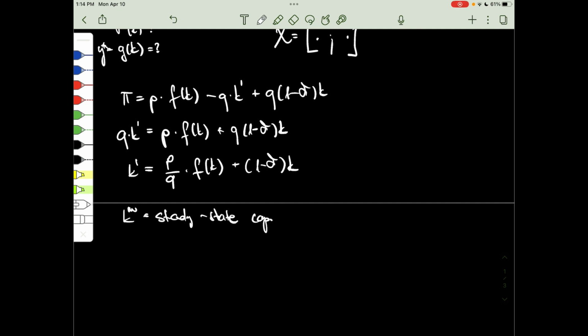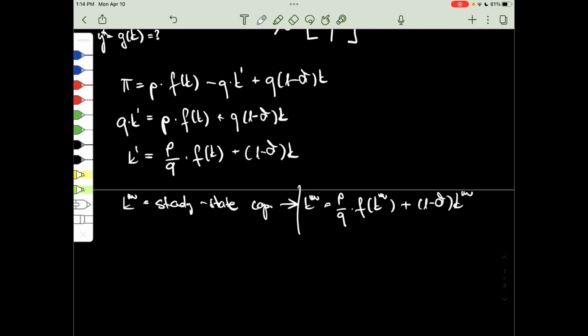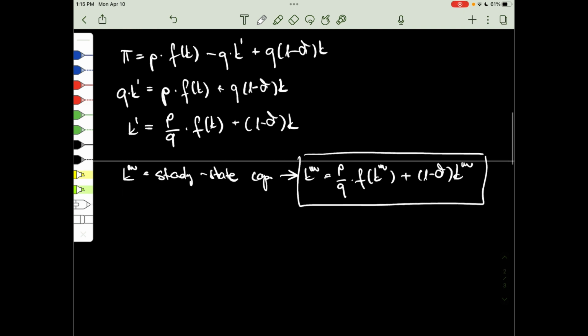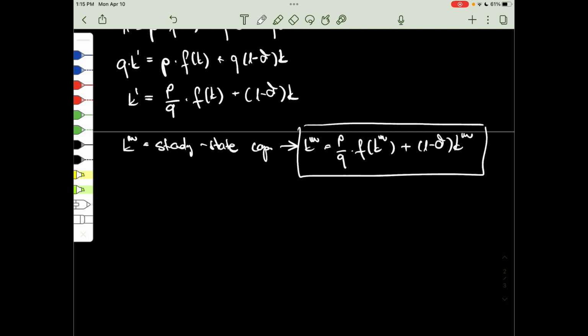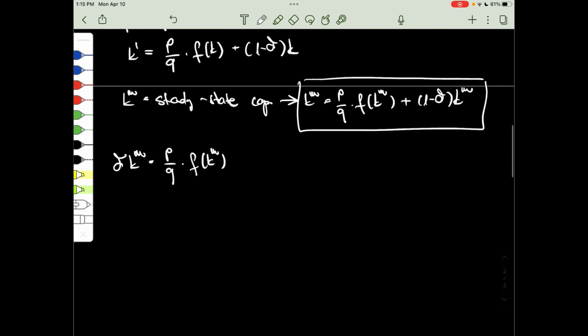So in the steady state, it's true that this equality holds. This equality holds. And after some steps, we have this equality. Which is easy to put into a figure.